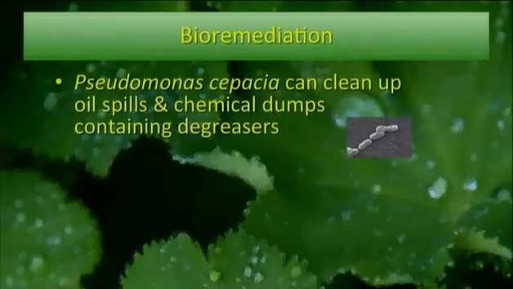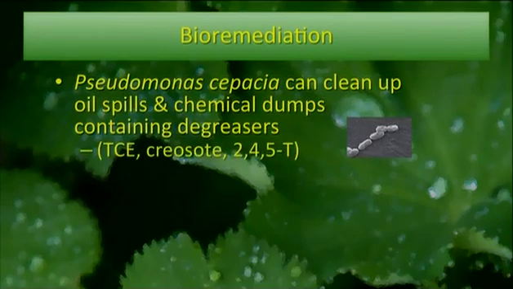So Pseudomonas cerevisiae can clean up oil spills, and also chemical dumps containing degreasers. That's an image of this particular bacteria, Pseudomonas. They include these different compounds: TCE, creosote, which you find in telephone poles. You know, that smelly stuff that they put in telephone poles to keep them from being eaten by termites, and also 2,4,5-T, which is an insecticide.